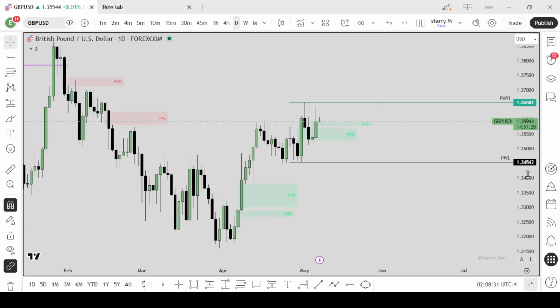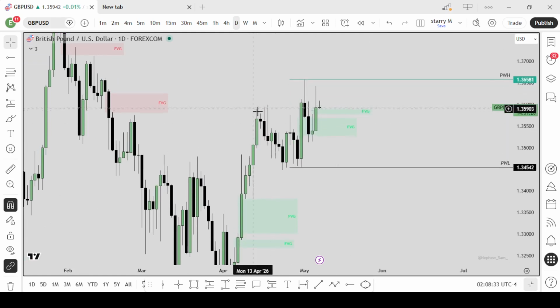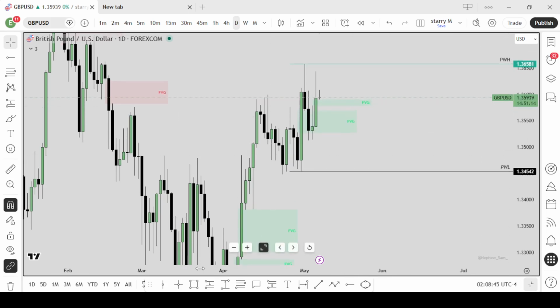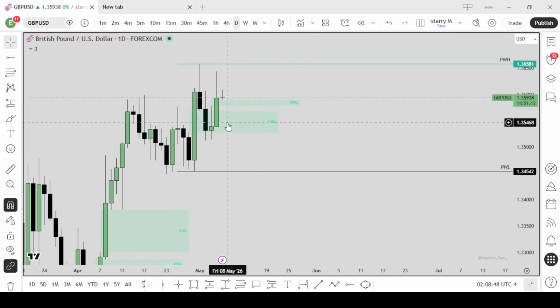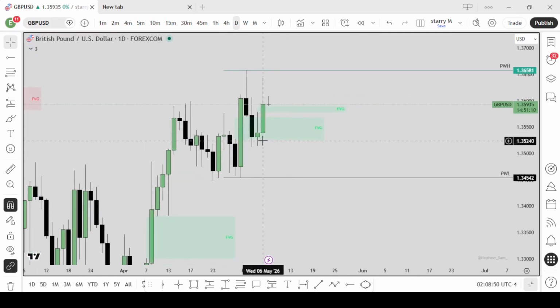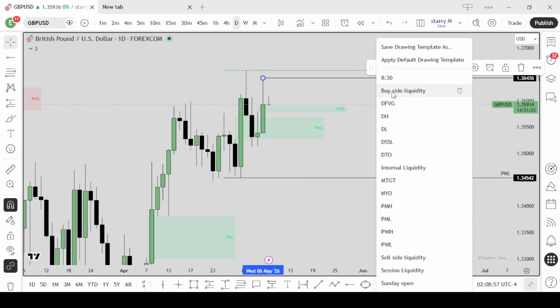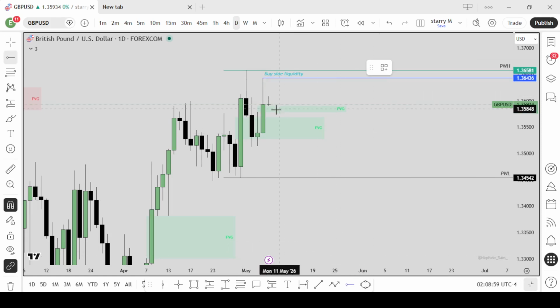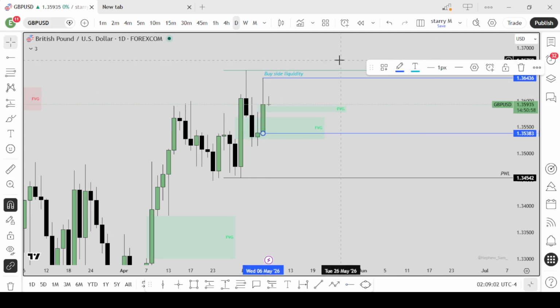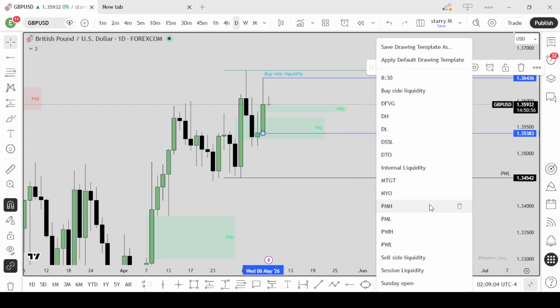So we can see that we are making higher lows, higher low, another higher low, and we currently mitigated this fair value gap, making another higher low. And we can mark out our buy side liquidity and our sell side liquidity. That is our prior day high and our prior day low, yesterday's high and yesterday's low, so that we can know where we are in the lower time frames.